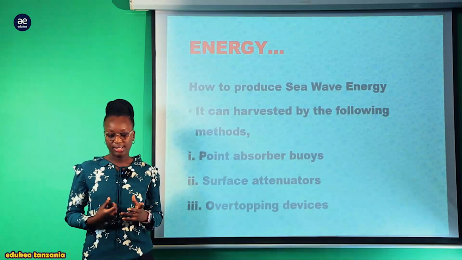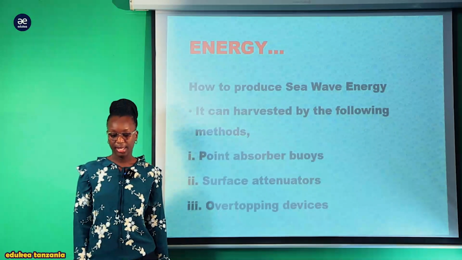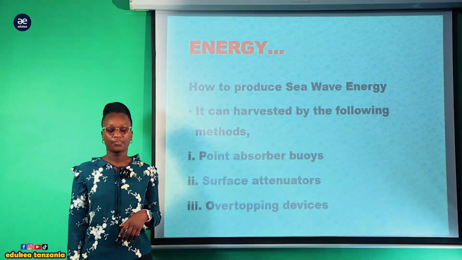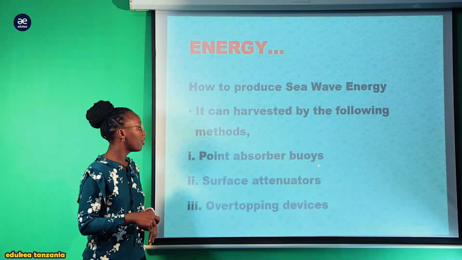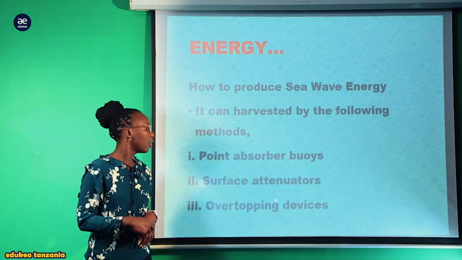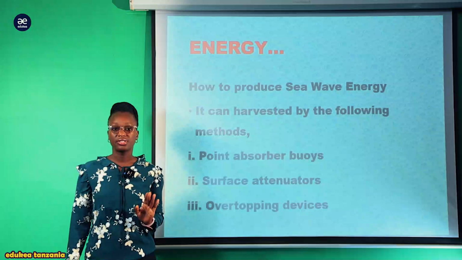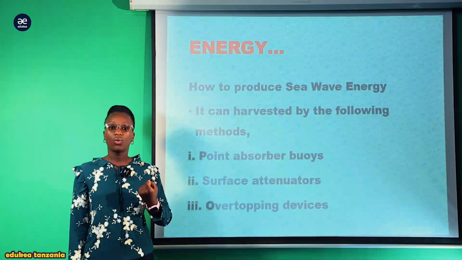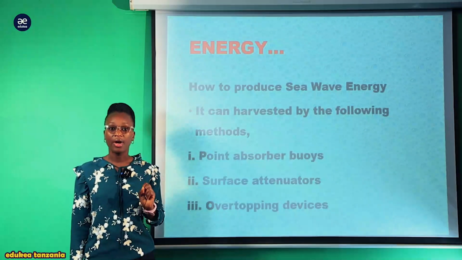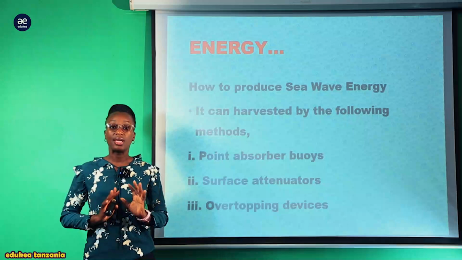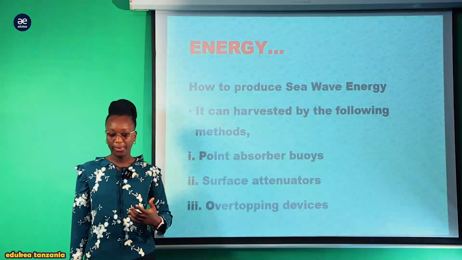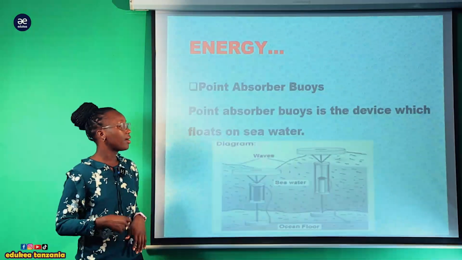How to produce the sea wave energy? Jinsi gani tunaweza kuizalisha hii sea wave energy? This can be produced in 3 methods. The first method is point absorber buoys, the second is surface attenuators, and the other is overtopping devices. Kwamba tuna 3 methods ambazo zinatumika kuzalisha au kuweza kuharvest this kind of sea wave energy. Now when we talk about buoys, tunaongelea madada yanayoelea. So let us see one after another.